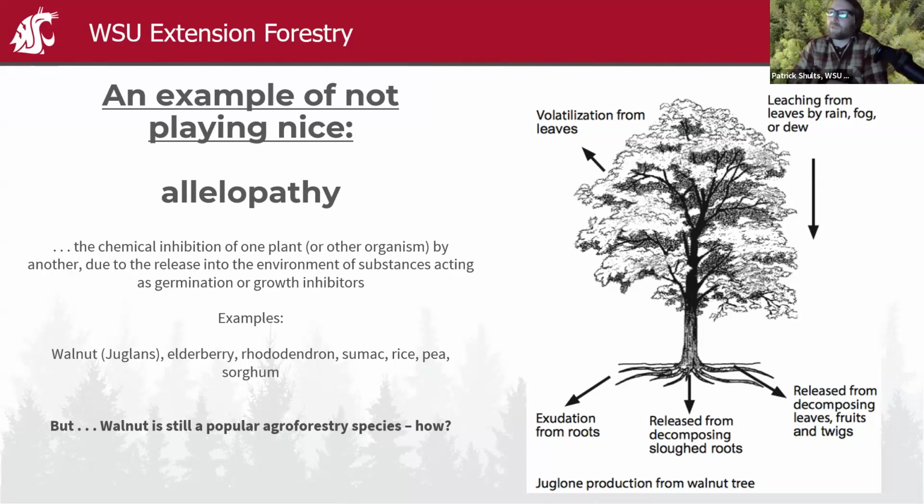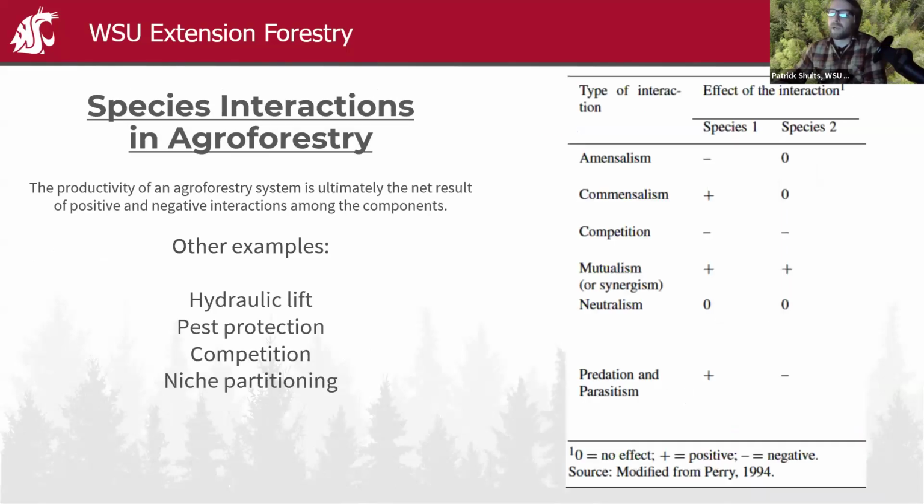Black walnut is one of the most common agroforestry trees in the Midwest, where black walnut is actually native and grows a little better. And why is that? That's because agroforestry systems change over time. And I will get into that a little bit more when we talk about examples of alley cropping and other practices. So again, species interactions are ultimately a net result of those positive and negative interactions.